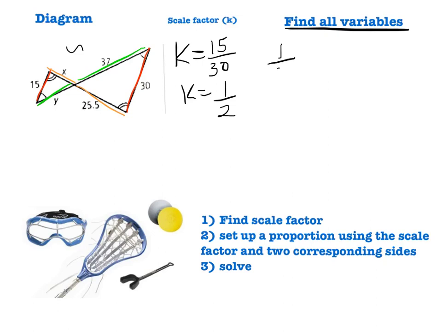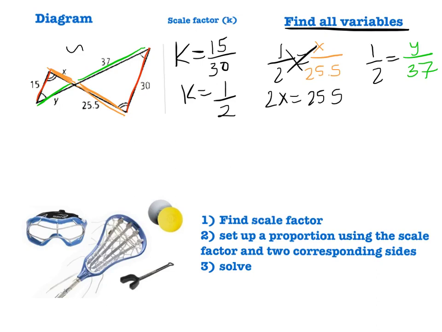I'm going to go ahead and write my scale factor twice. My x value is orange, and I'm going from small to big. So x over 25.5 is my first ratio. And green is y over 37. From here, I'm only going to solve by cross multiplying to get 2x equals 25.5. Divide by 2 on both sides to get x equals 12.25.